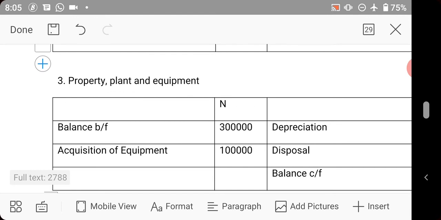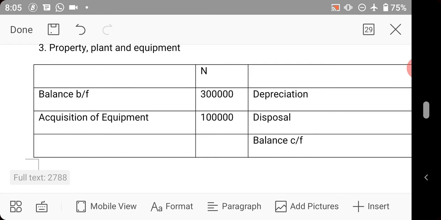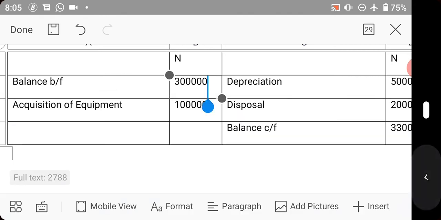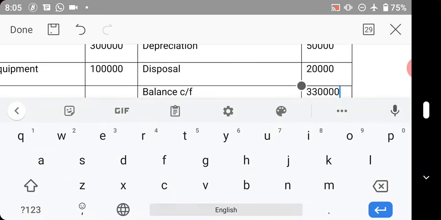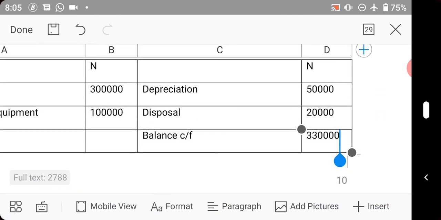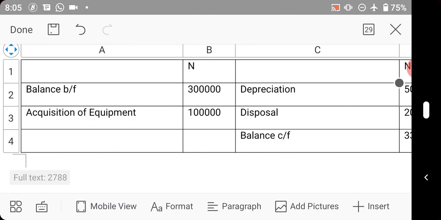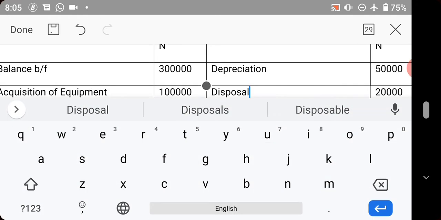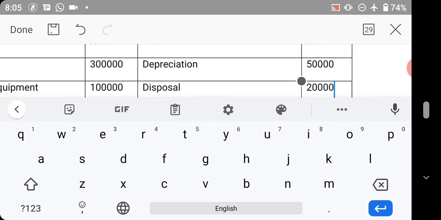Property, plant, and equipment is an asset, so the balance brought forward will be at the debit side. Liabilities will have a credit balance, while an asset has a debit balance. So balance brought forward is this, then balance carried forward is this. Now the depreciation during the year will be at the credit side, deducting our balance brought forward. Disposal was made, which is this, so you also bring it here.